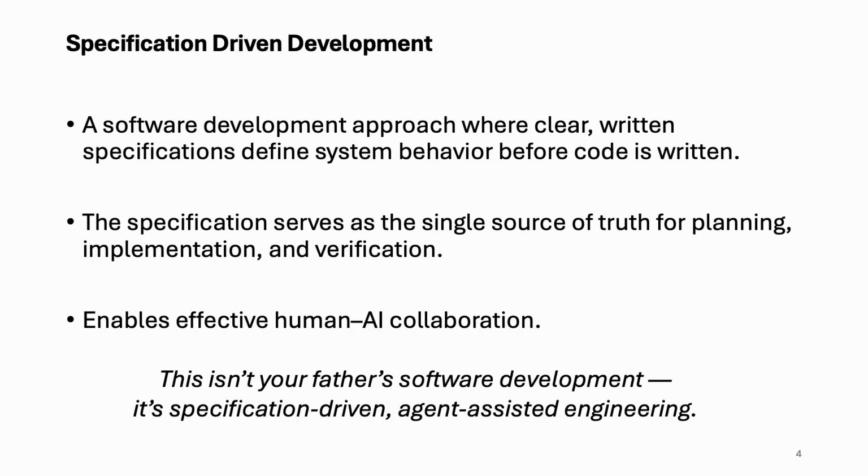Spec-kit provides a structured way to capture intent, plan the work, and drive implementation directly from the specification. That specification becomes the single source of truth. It guides planning, implementation, and verification. This is what makes human-AI collaboration actually work. The spec gives AI agents the context they need, while humans stay in control of intent and direction. So this isn't your father's software development. This is specification-driven, agent-assisted engineering.